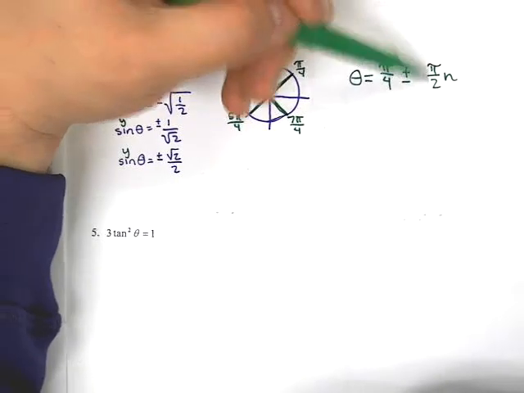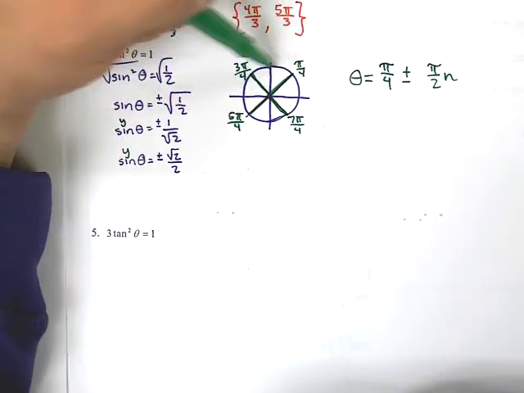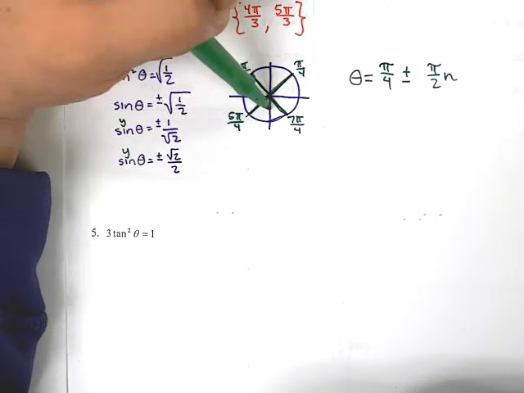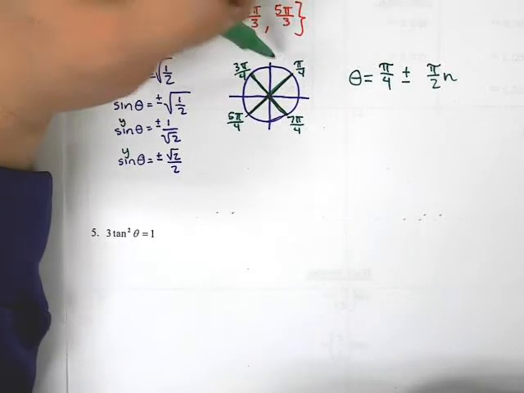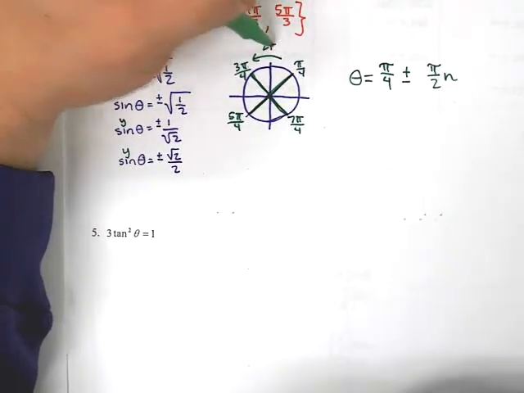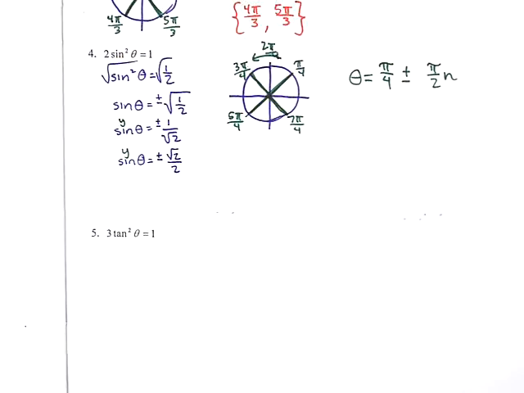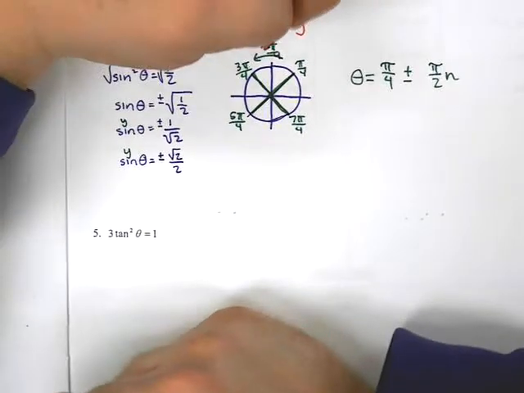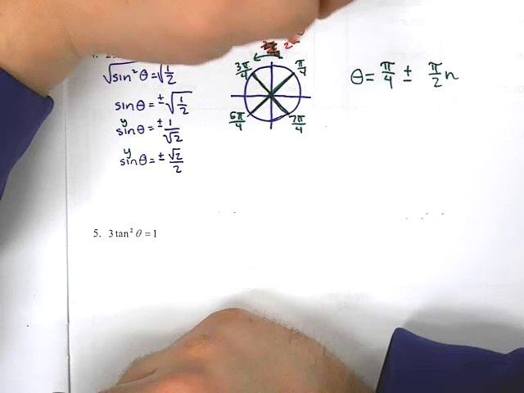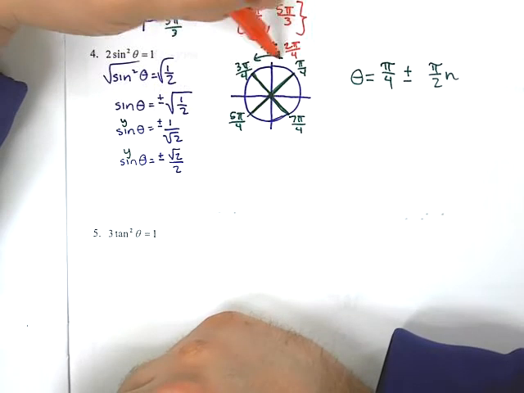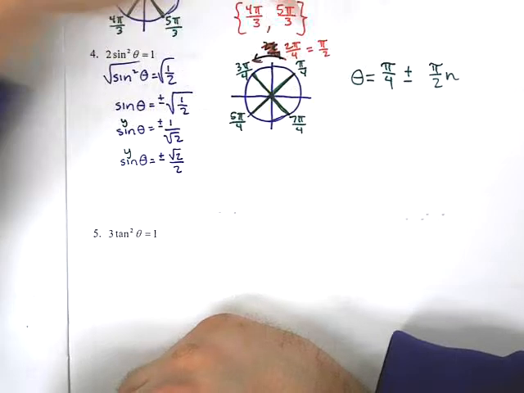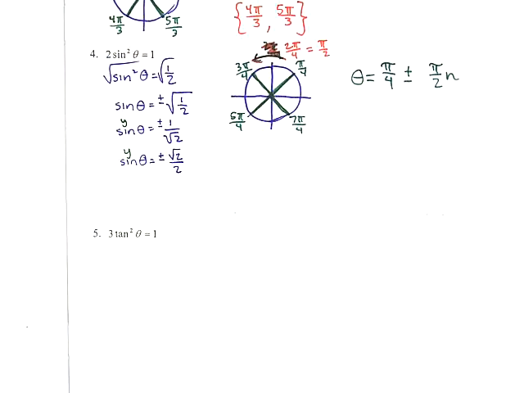How did I get pi over 2? Well, you can think about it as you're adding a quarter of a circle, and we know that a quarter is always pi over 2, pi over 2, pi over 2, pi over 2. The other thing is if this is 2 pi over 4, right? Well, then that's the same as pi over 2. Okay?